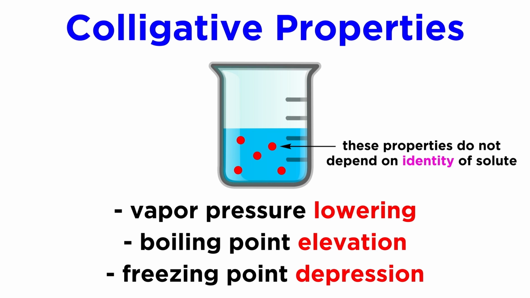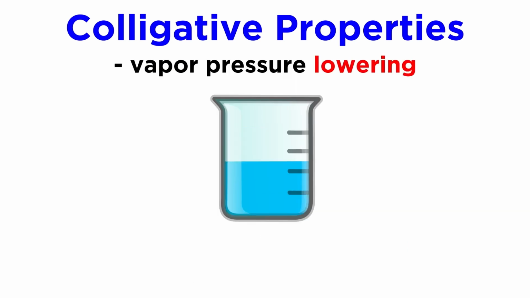And unlike other properties of solutions like acidity and basicity, density, or viscosity, which will depend on the identity of the solute, colligative properties do not depend on the identity of the solute, merely on the concentration of the solute. Let's now get quantitative with each of these colligative properties. The first property we will examine is vapor pressure lowering.